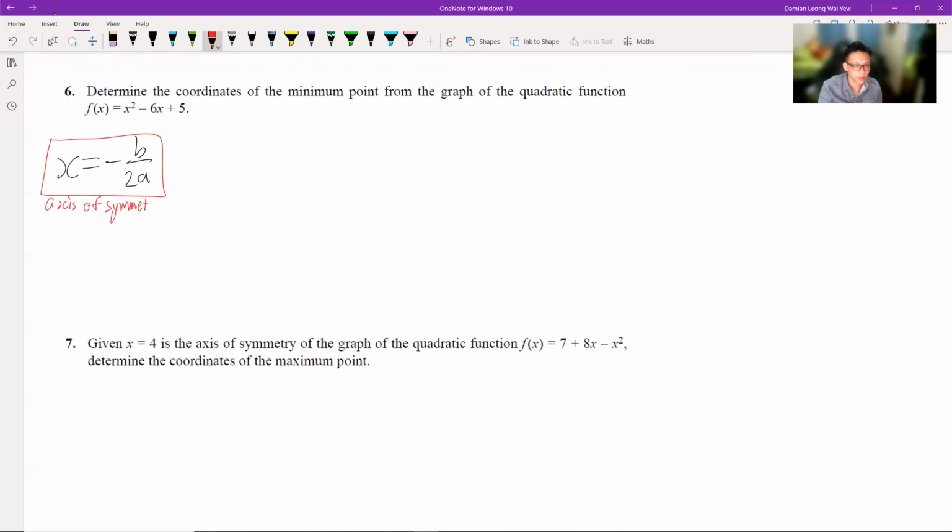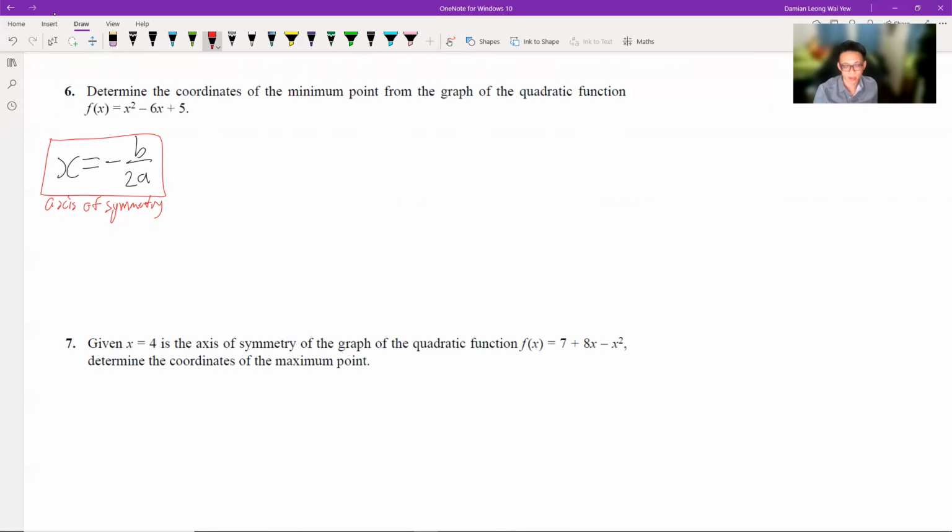Okay, we have this formula. Yeah, x equals negative b over 2a. So for model maths, it's advisable for you to memorize it.